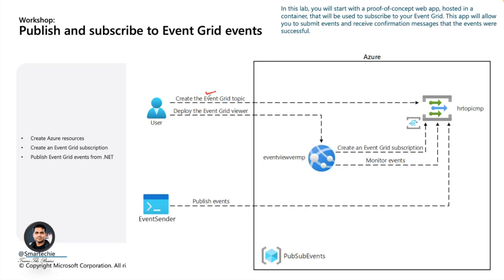So here, what we are going to do is create one Event Grid service, and in the Event Grid service, we'll have a topic, right? In that topic, whatever topic we have has to be subscribed, right? Once this topic is subscribed, it will be able to send the event into that particular event grid. Now we'll deploy one web app.